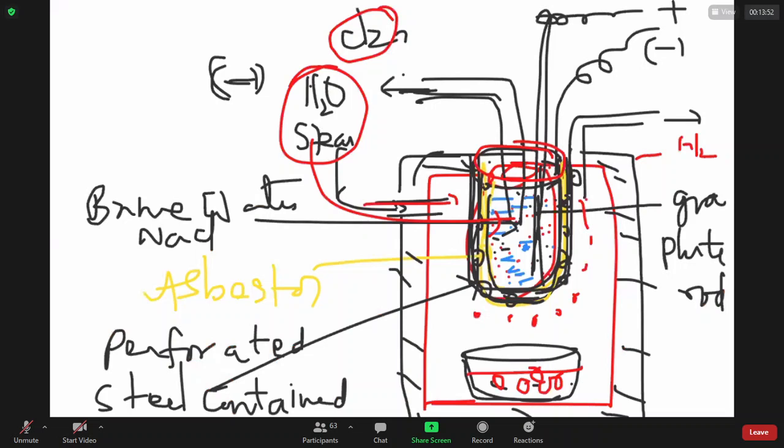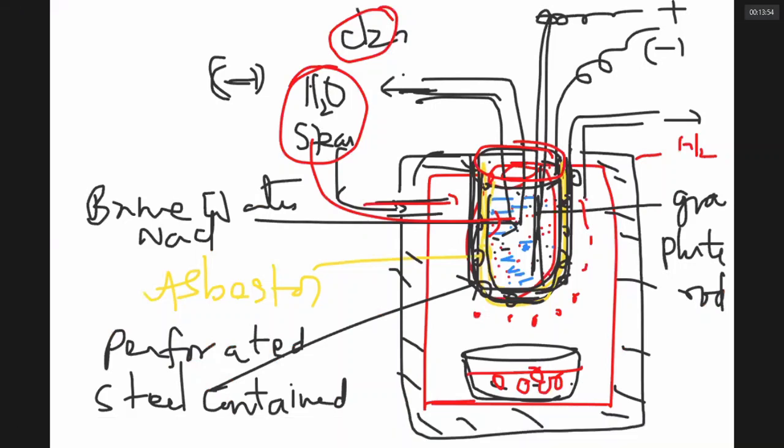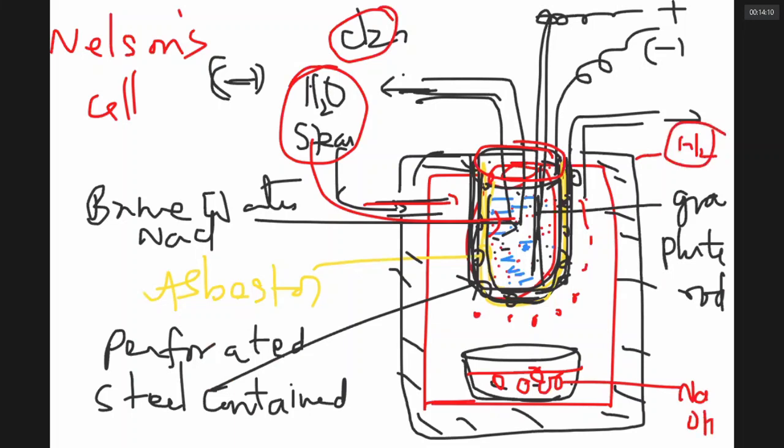So, this cell is called a Nelson's cell. The purpose of Nelson's cell may be used to prepare NaOH or may be interested to get hydrogen, but chlorine is one of the important products. So what are the products in Nelson's cell? Chlorine, hydrogen gas, and NaOH.